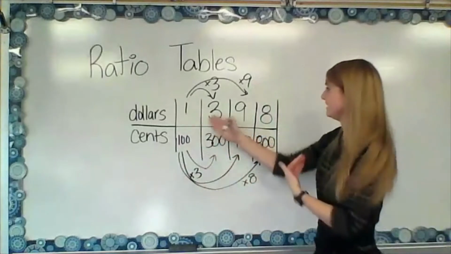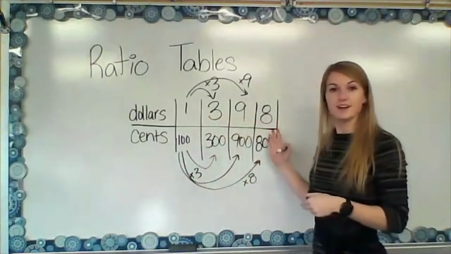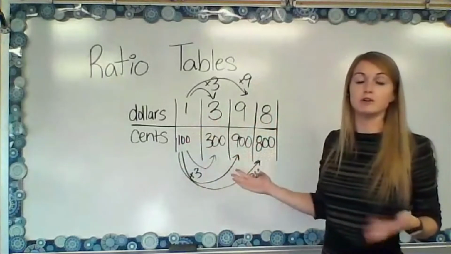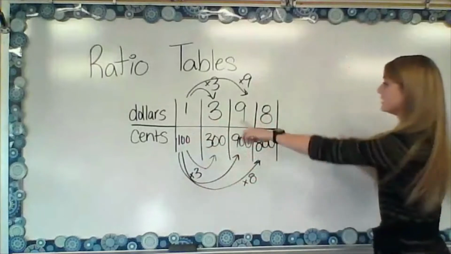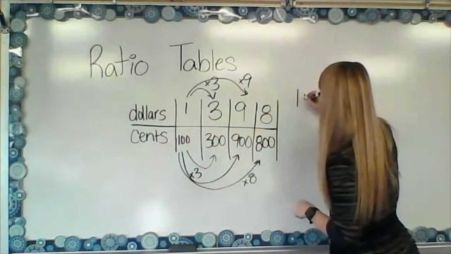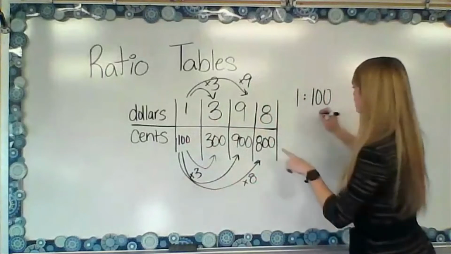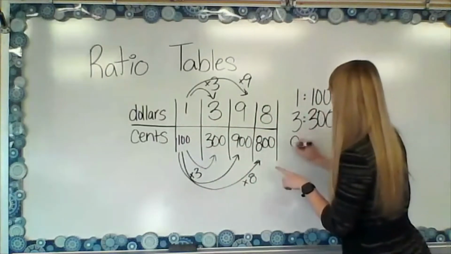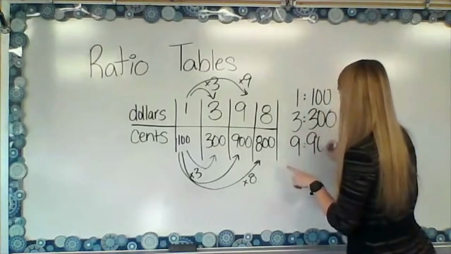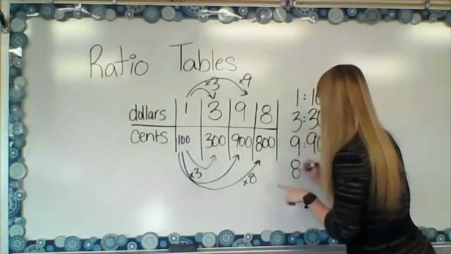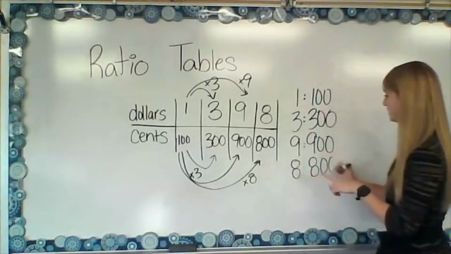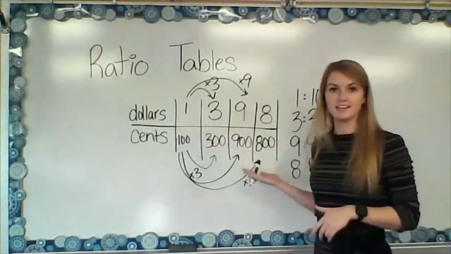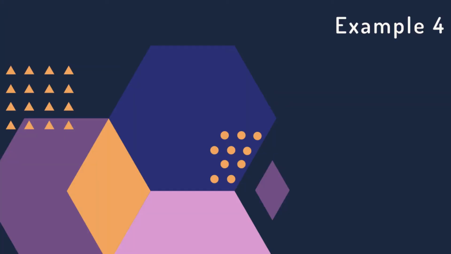This one, it looked like we were going to have a pattern, right? But then we didn't, and that's okay because these are all still equivalent ratios. So if I'm going to write these out, I'm going to write 1 to 100, 3 to 300, 9 to 900, and then the last one would be 8 to 800. Writing those out just like that, those are my equivalent ratios, and here's the table, okay?